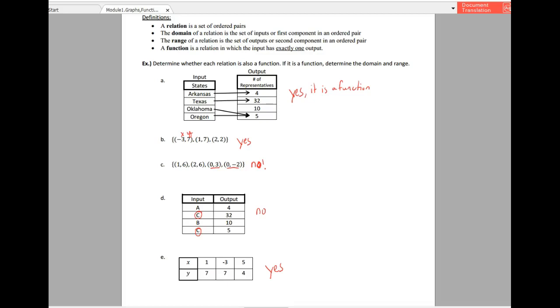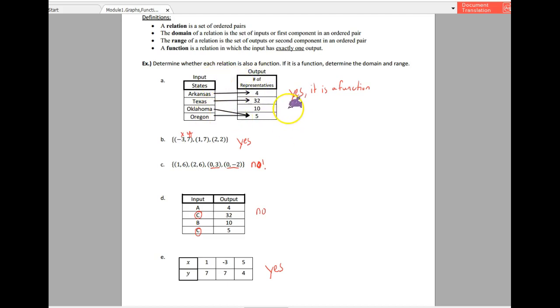Now that we know whether or not a relation is a function, I want to talk about domain and range. Domain is the set of all the inputs, or if it's an ordered pair, it's that first component, the x values. The range is the set of all the outputs, or the y values. So now, if I want to determine the domain and range of a function, I look at a couple different things. Here, we did this one previously, we said yes, it was a function.